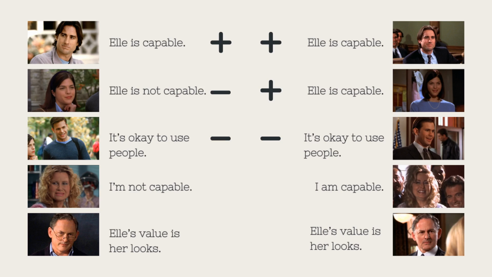Werner is a flat negative character who believes that it's okay to use people from beginning to the end. Paulette is a positive arc character who believes that she can't do it at the beginning and that she can do it at the end. Professor Callahan is a flat negative character who believes that Elle's only value is her looks from beginning to end. All of these different arcs are really what make these flat arc stories so dynamic and interesting and full of fun and memorable characters.